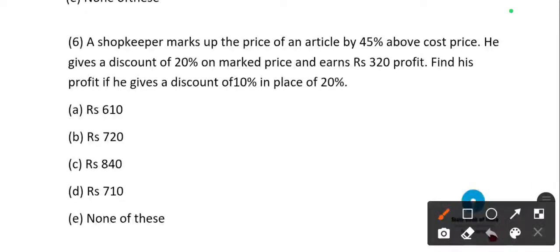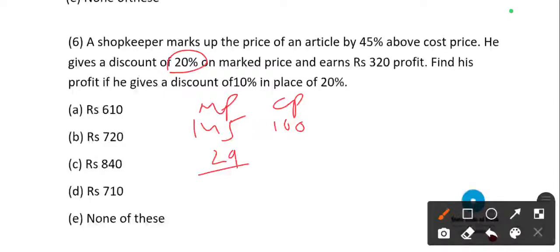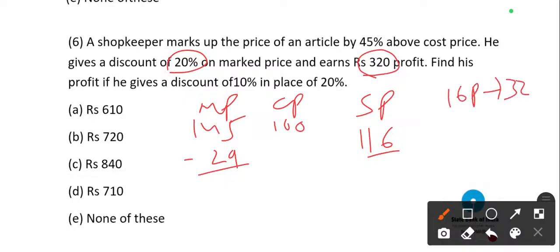A shopkeeper marks up an article 45% above. So the market price will be 145 and the cost price, let it be 100. He gave a discount of 20%. 20% on 145 is 29. If we give a 29 discount, the selling price will be the difference between these two, 116, saying that after giving the discount the profit earned is 320. So here the profit is 16 parts. 16 parts value is 320.